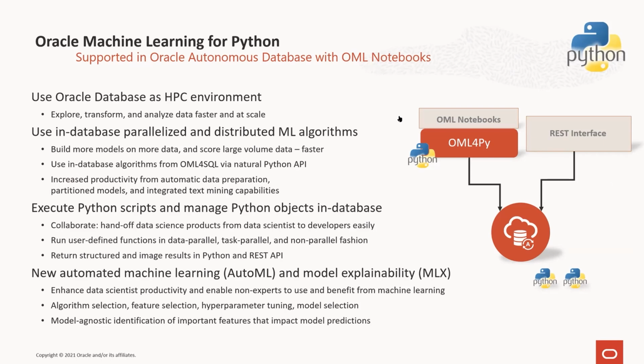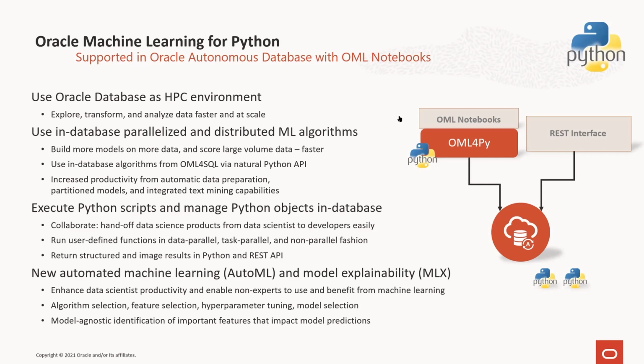Data scientists and other users can create user-defined Python functions and manage these as scripts in the database. Python objects can also be stored in the database, as opposed to being managed in flat files. These features also facilitate collaboration across the data science team, enabling efficient handoff of data science work products from data scientists to application developers for immediate deployment. Moreover, these user-defined functions can be run in a data parallel or task parallel manner, for example, to enable scoring native Python models at scale. Results from these user-defined functions can contain both structured and image results and be accessed via Python and REST APIs.